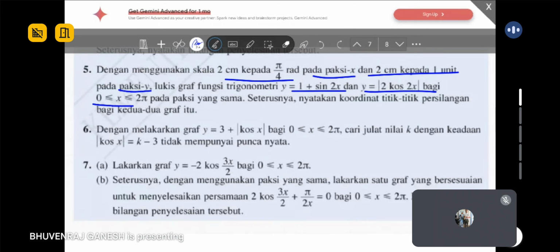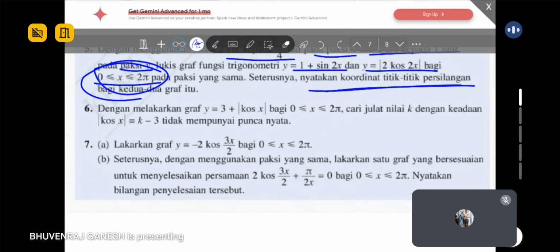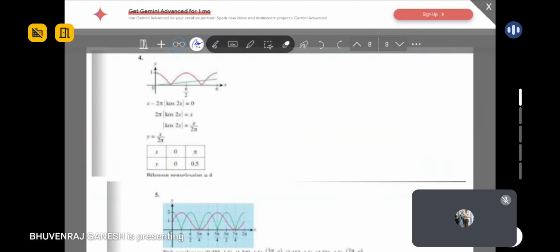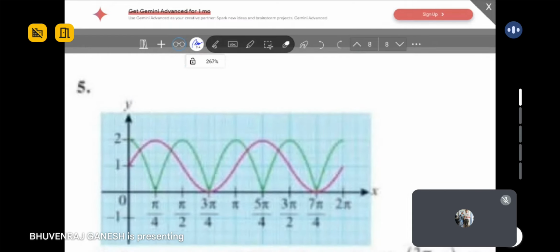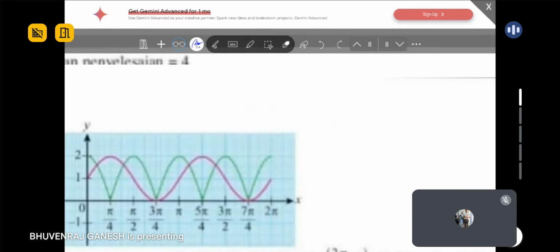Okay, and then this is the range. Ini jumlah nilai X. Okay, and then they ask you to find the intersection point. So again, your graph will look something like this. Okay, ini graph dia guys. Okay, look very complicated, right? Dia nampak susah kan? Tapi jangan risau. You guys just need to draw one by one.